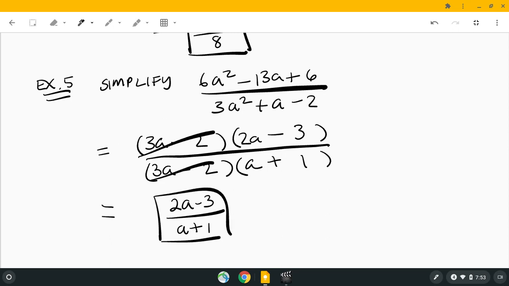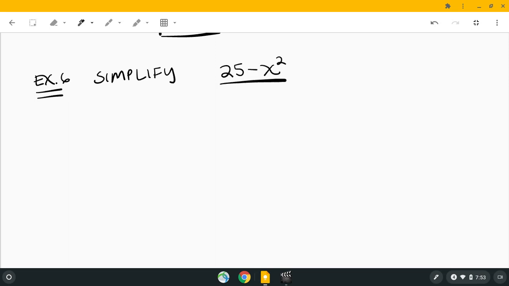Okay, now take a look at this example. This is where I need to point something out. Simplify. Now, suppose that you have this. Remember, for subtraction, order matters. Do not change that around to x squared minus 25. You cannot do that. You have to keep it that way.